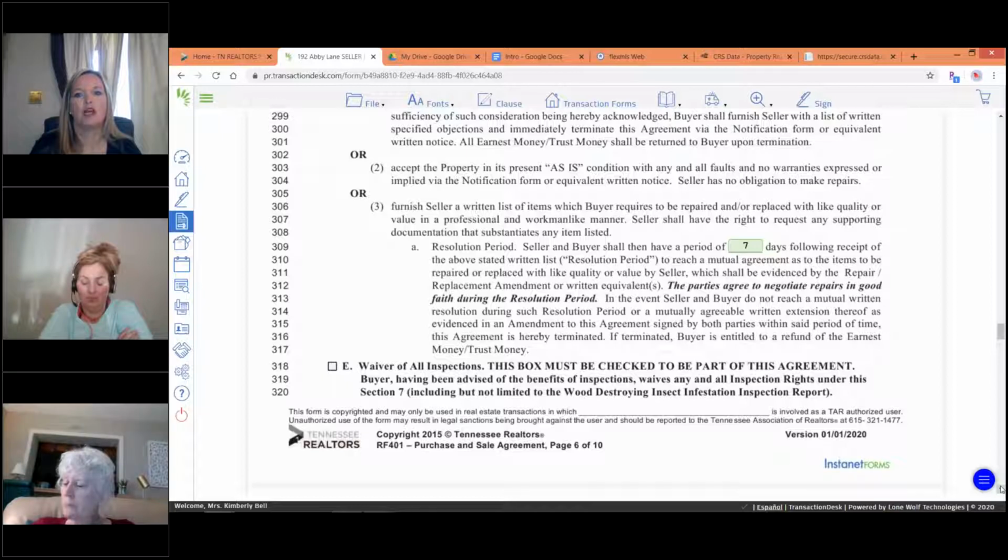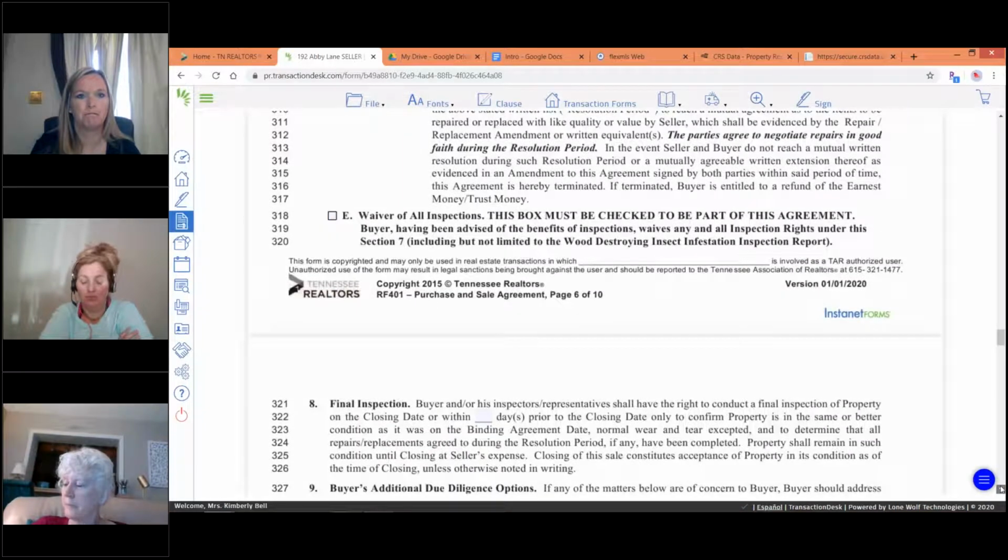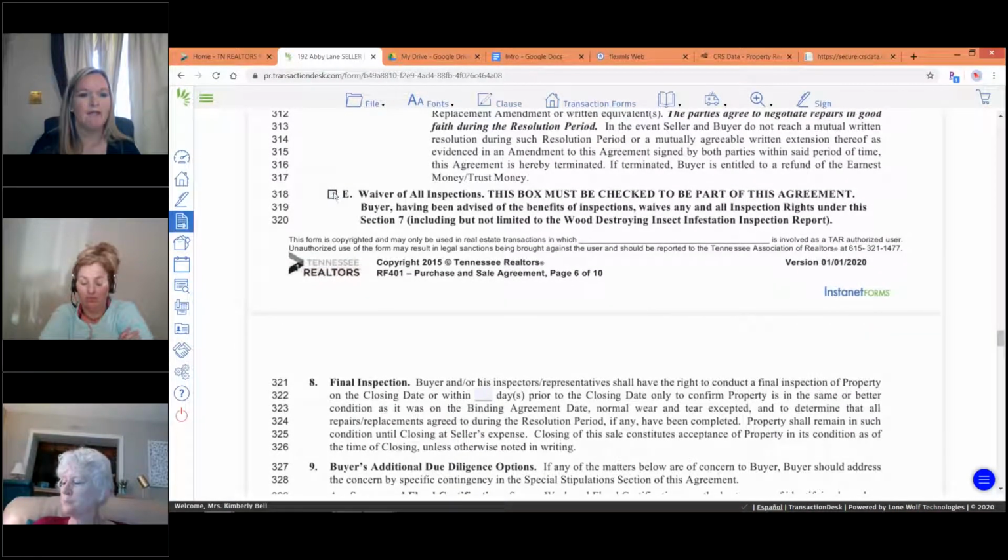The parties agree to negotiate repairs in good faith during the resolution period. In the event that the seller or the buyer do not reach mutual agreement in the resolution period, they can extend the resolution period via an amendment to the agreement. You have to amend the agreement to stay in contract. If you don't agree, then you can terminate it and the buyer is entitled to the money because you didn't agree. You can also waive all inspections.